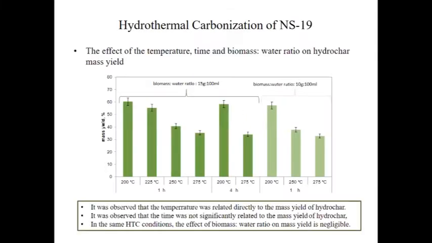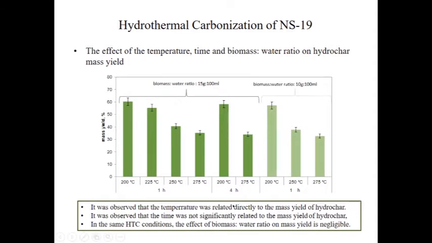These are the Narlısaray 19 results, the effect of temperature, time, and biomass to water ratio on hydrochar mass yield. As you can see here, as the temperature increases, mass yield decreases. And also, there was no difference between the mass yields obtained at durations of 1 hour and 4 hours.